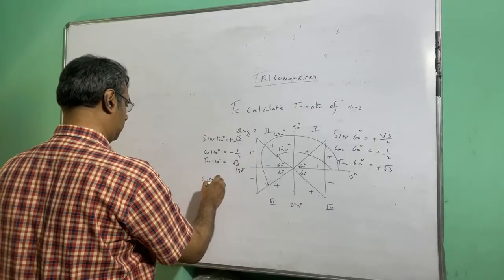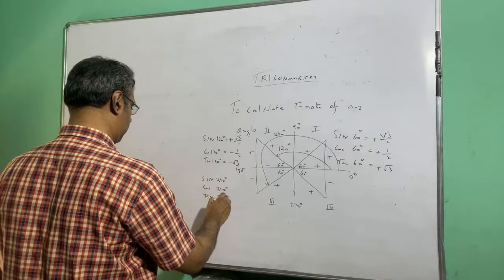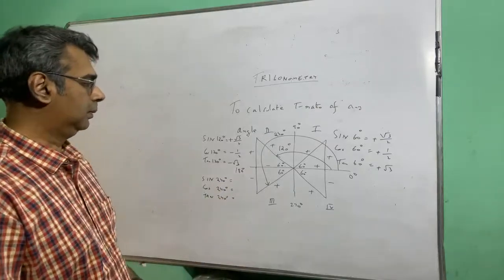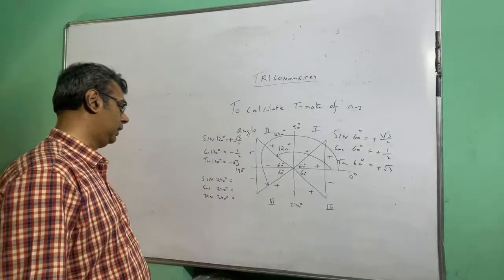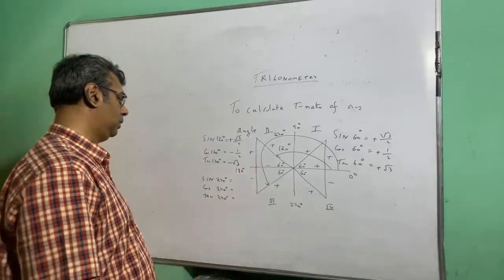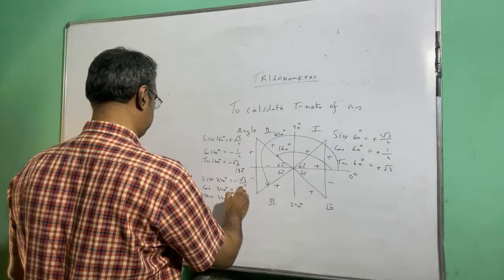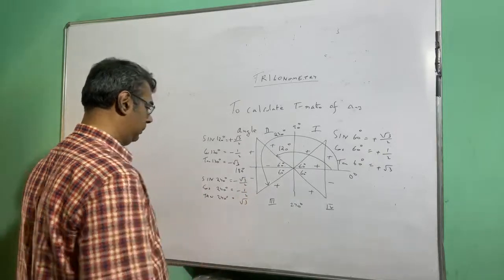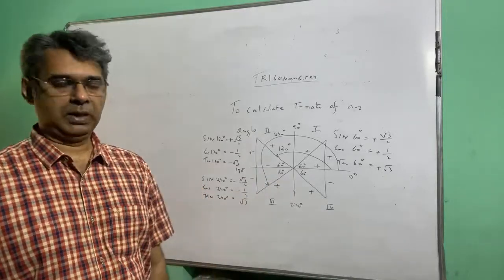so sine 240 degree, cos 240 degree, tan 240 degree, okay? Because you have traced 240 degree, so sine 240 degree, cos 240 degree, tan 240 degree, and you can see that the base and perpendicular both are negative, so sine will be negative, cos will be negative, but this time tan will be positive, because tan is perpendicular by base and perpendicular and base both are negative.